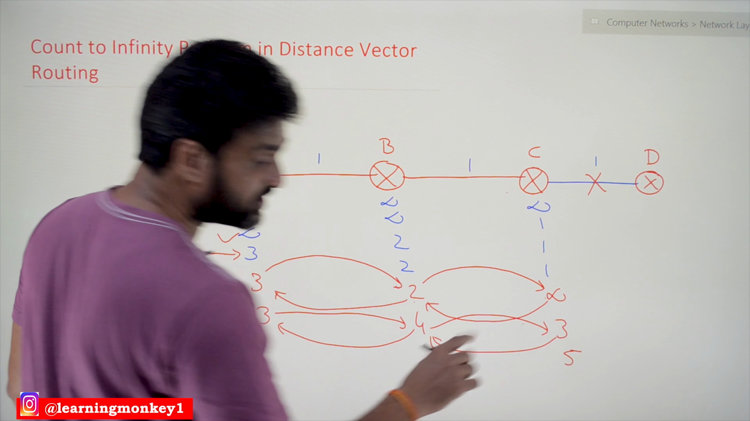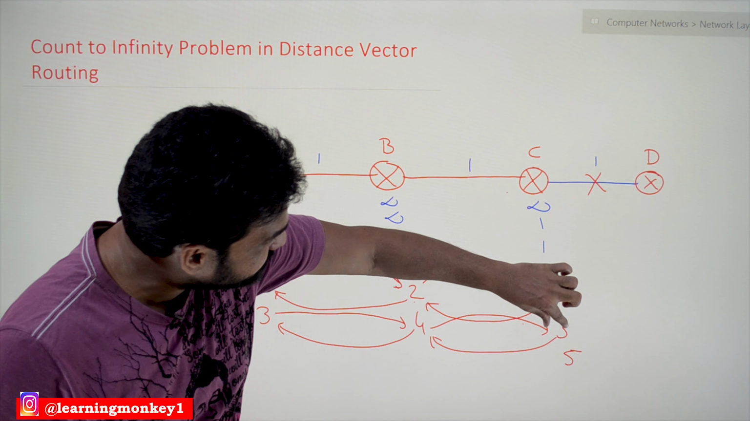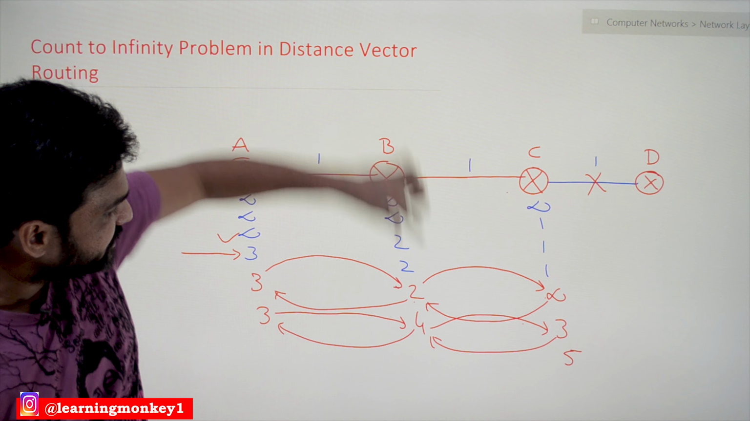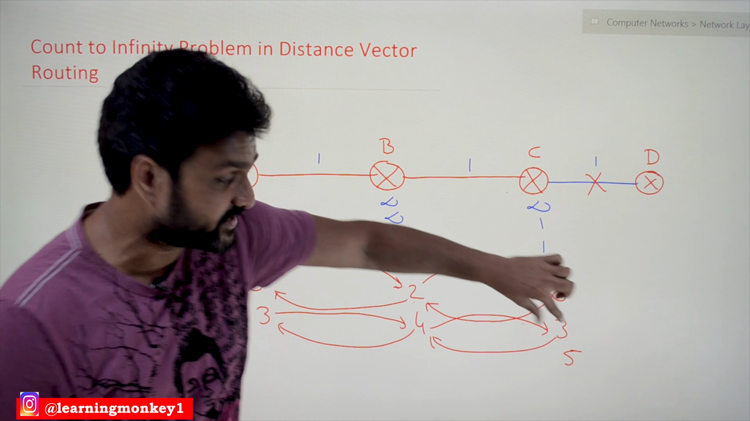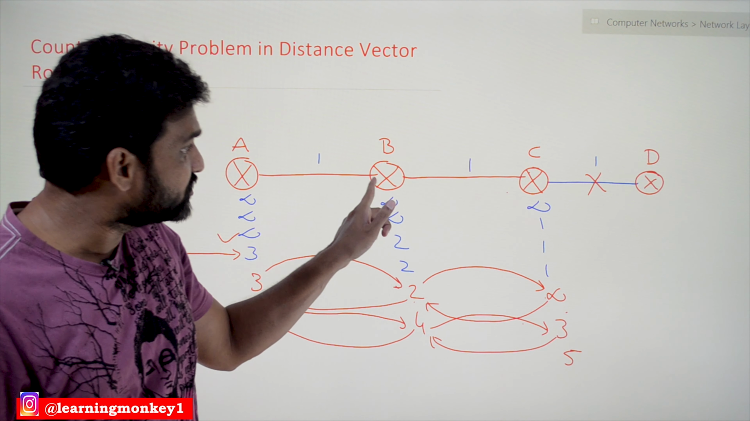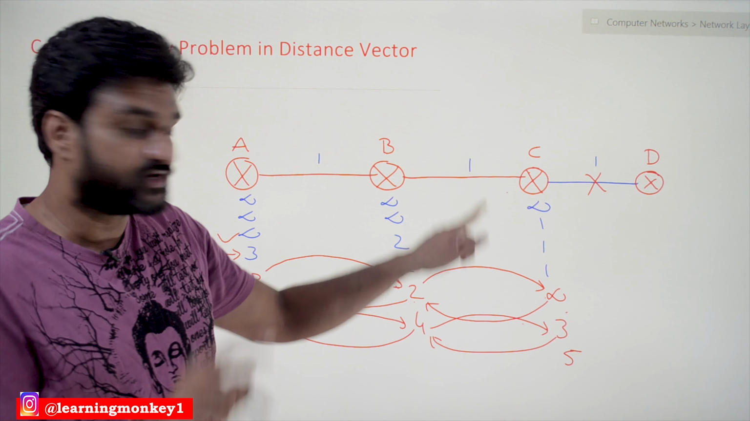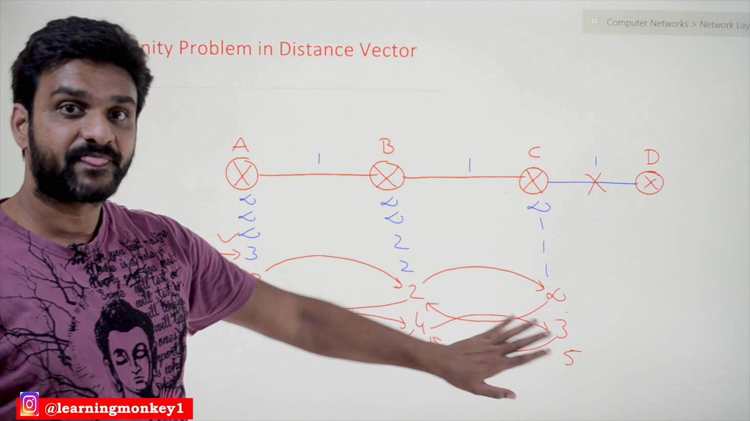So how did we get that 5? Again I am explaining it. This 4 has been transmitted to C. This 4 value of B has been transmitted because they are immediately connected. Now for C to transmit to B, it is going to take a distance of 1. 4 plus 1 is 5. So this one will be the same.